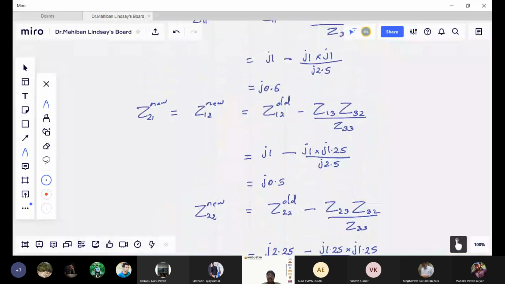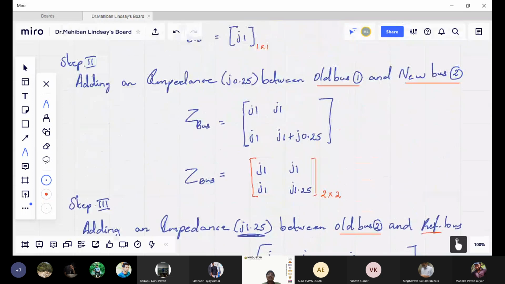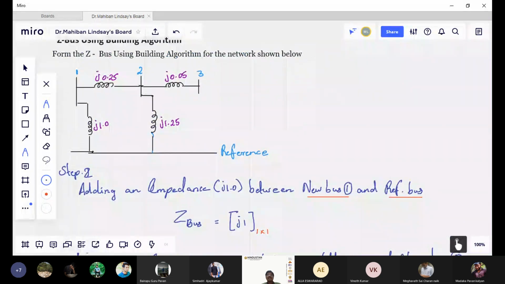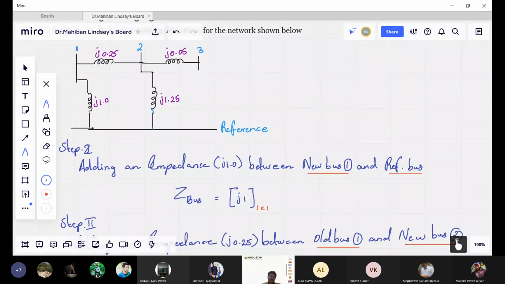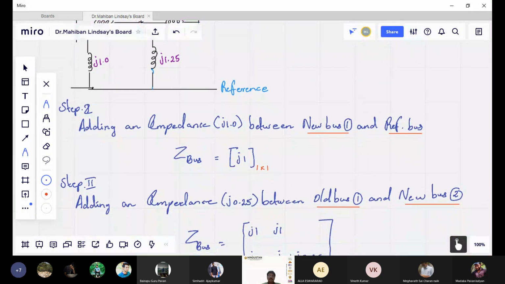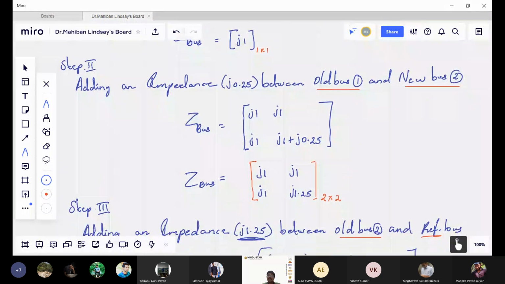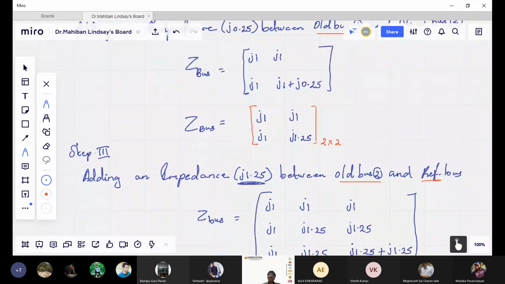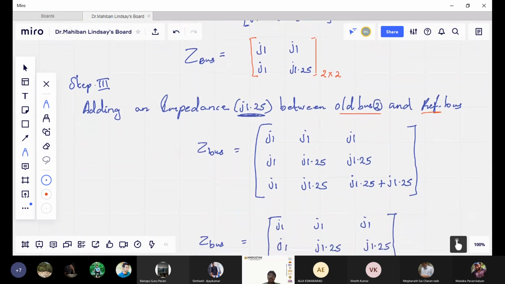Once again I repeat what we did at a glance. This is the sum given, a 3 bus system, always keep in mind, and we are going to apply the modifications. First we add a new bus and the reference bus, that is the j1 we had, and step 2 is old bus and new bus. You can see the diagonal term, that is 0.25 is added, all other things are the same. For bus 3 we added the old bus and reference bus, and here always keep in mind the size of the matrix should not increase. The previous size is 2, then the next size should also be 2, but it was increased to 3.